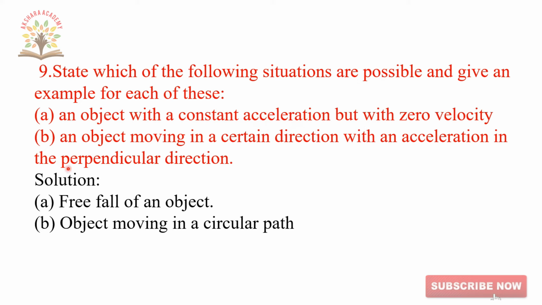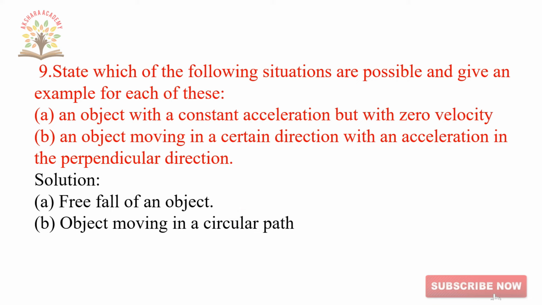Coming to the next one, an object moving in a certain direction with an acceleration in the perpendicular direction. So for this the example is an object moving in a circular path. When an object moves in a circular path, it moves in a certain direction with an acceleration in the perpendicular direction.